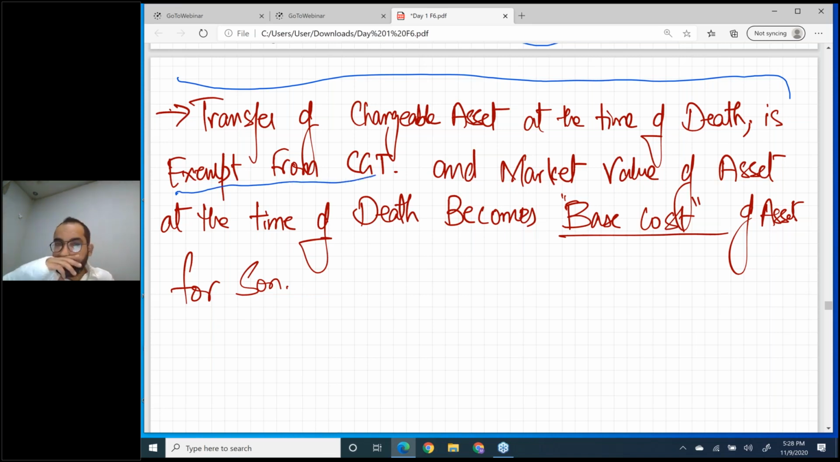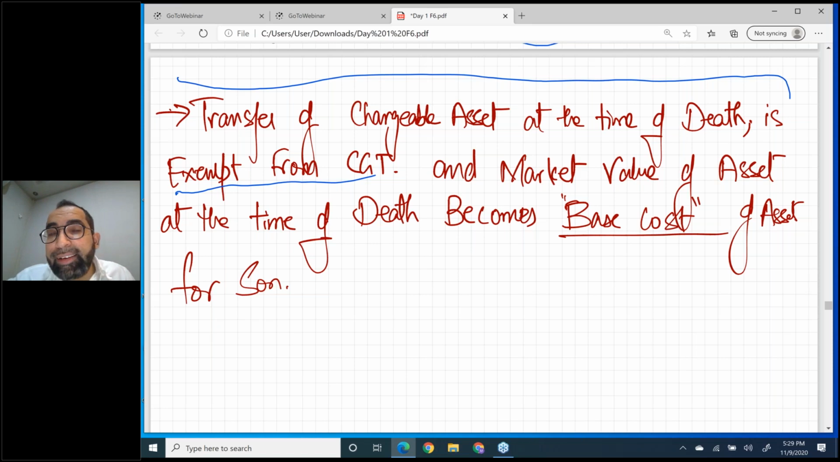For example, Mr. A bought an asset for 10 pounds, and after 3 years he died. At the time of his death, the market value was 100. The cost is 10 and the market value is 100. In his will it is written to transfer this asset to his son. Now, after death, whatever asset is transferred, there is no CGT computation.